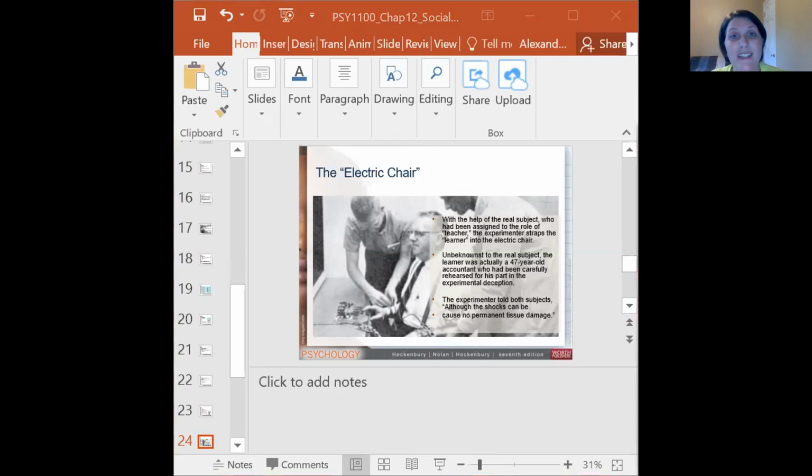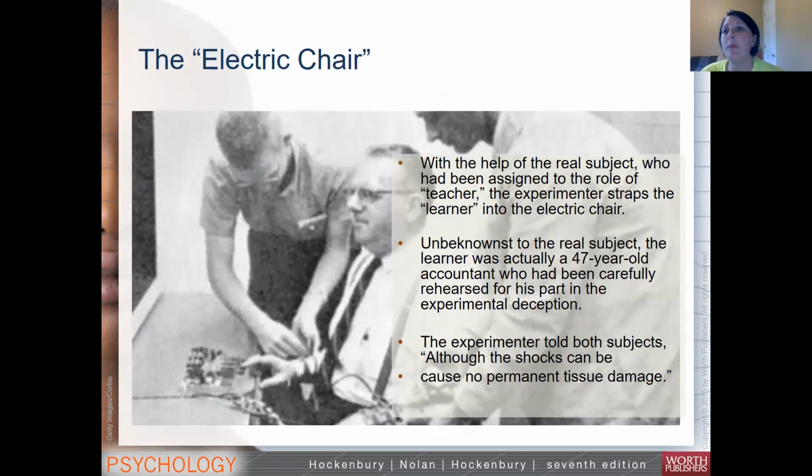Two-thirds of the subjects, so 26 of the 40, were fully compliant and went to the full 450 volts. Of those who defied the experimenter, meaning they said, I'm done, I stopped, no one stopped before the 300 volt level. So everyone got to that point before they thought, I do not want to continue. When it was replicated, the same results happened again. They've tried this with men, with women, with different age groups, and it is consistent across the board. When the teacher was told to continue on, they continued the experiment.